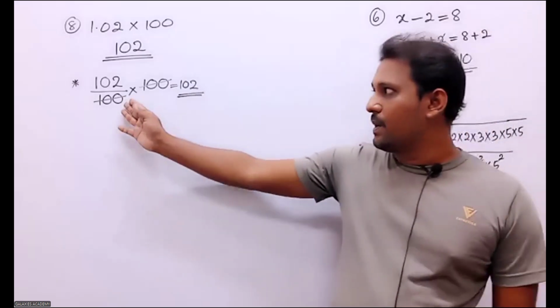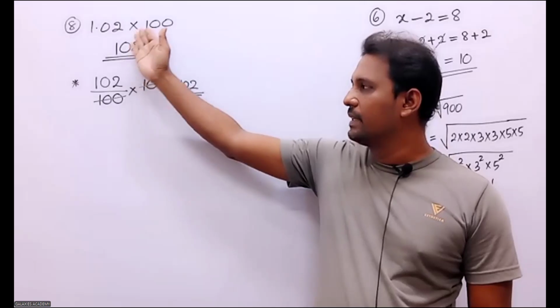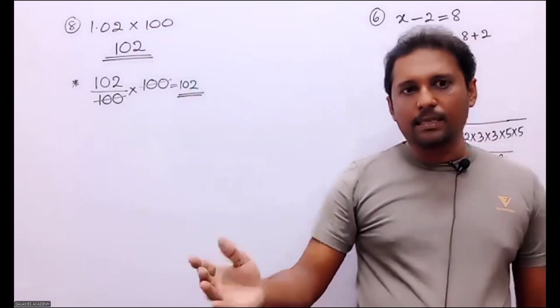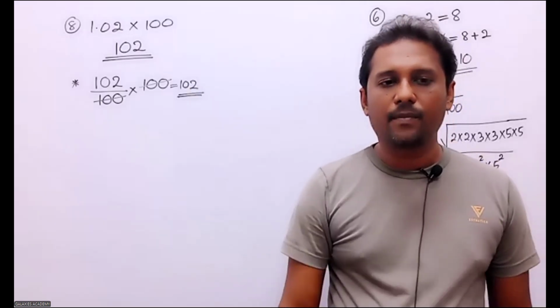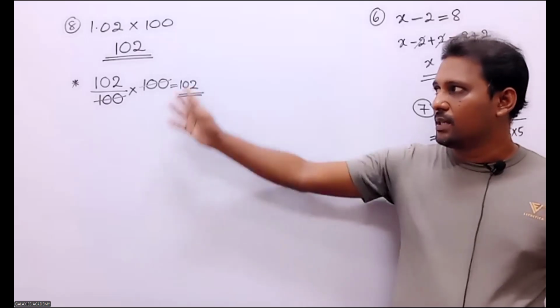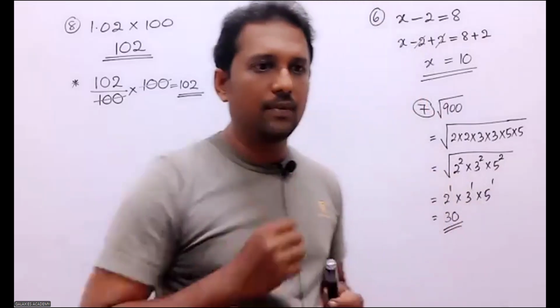Also, questions like these, multiplication and division, we are going to discuss in the second term theory, right? So the answer is 102, right? It is the answer for question number 8.